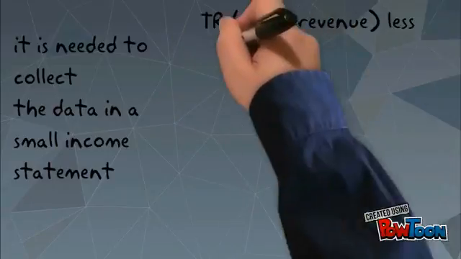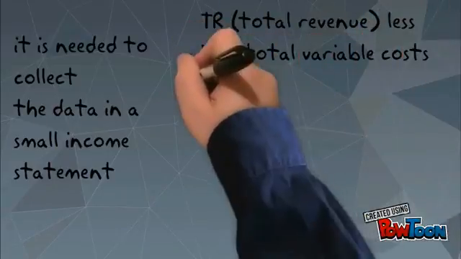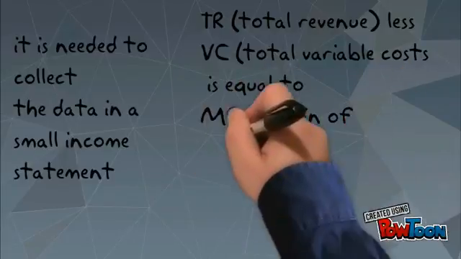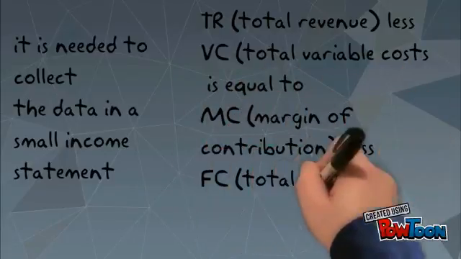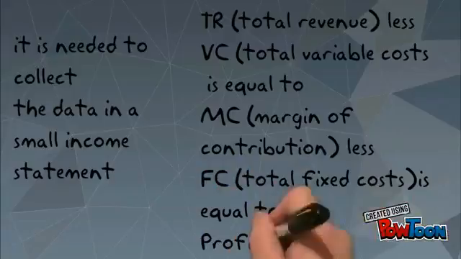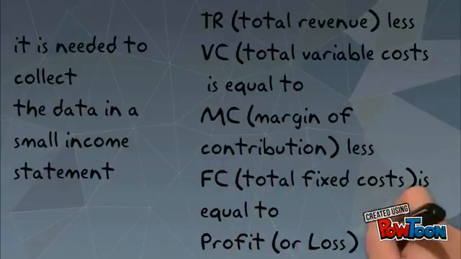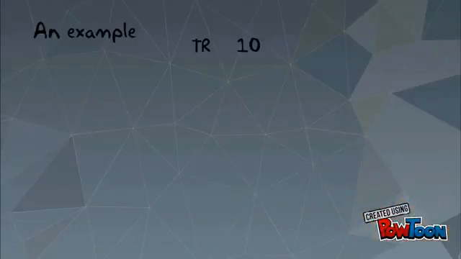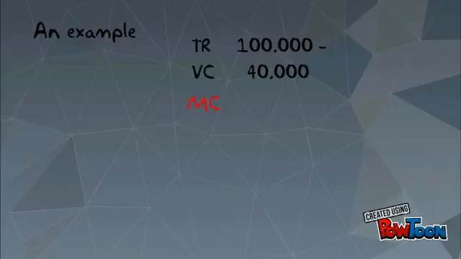Total revenue less total variable costs is equal to margin of contribution, less total fixed costs is equal to profit or loss. An example: total revenue 100,000 less variable cost 40,000, we got a marginal contribution of 60,000 euros, less fixed cost of 30,000 euros, we got a profit of 30,000 euros.